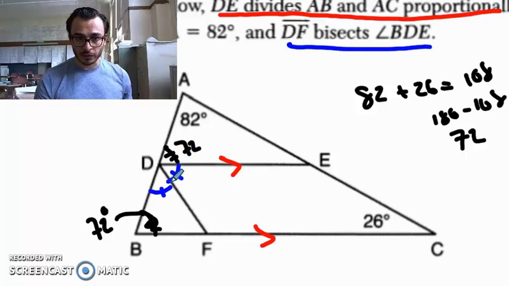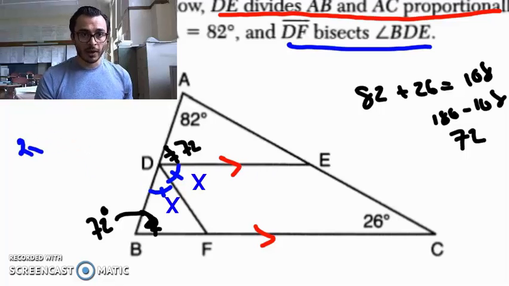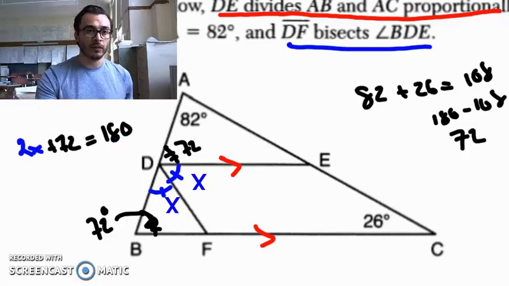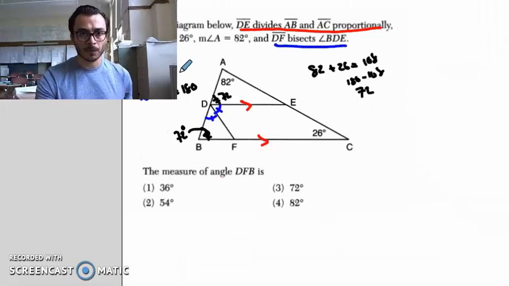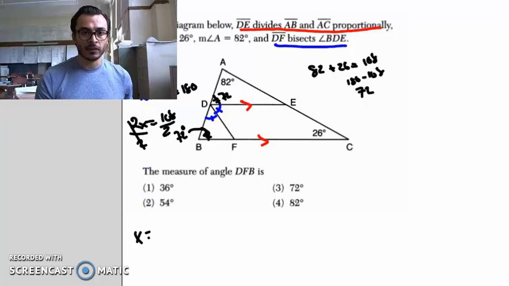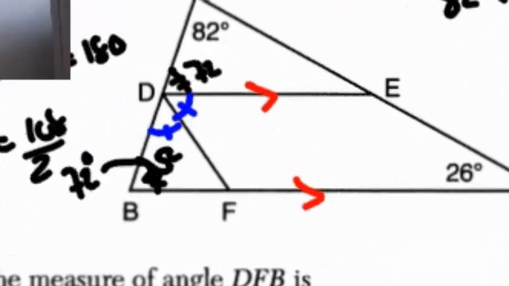This 72 plus these two angles, which I don't know their measurement, I'm just going to go ahead and call them X. That 2X plus 72 must add up to 180. What's 180 take away 72? Let me zoom out here. So 180 take away 72 is 108. Dividing by 2, we get X equals 54. So this angle here is 54, and this is also 54.